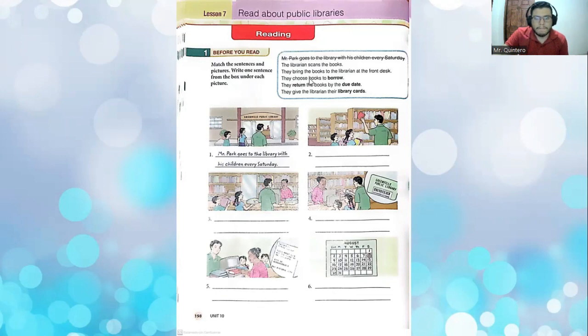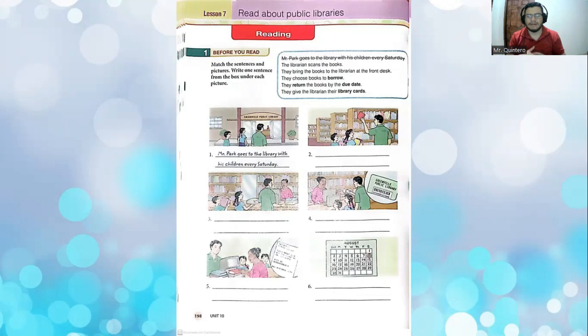They choose books to borrow. This is the number 2, right? They choose books to borrow. Number 2, they are choosing. What is choose? If, for example, you are checking, oh, I like this book, I'm gonna take it. Oh, I like this or that book, I'm gonna take it. This is choose. And borrow is, they choose books.